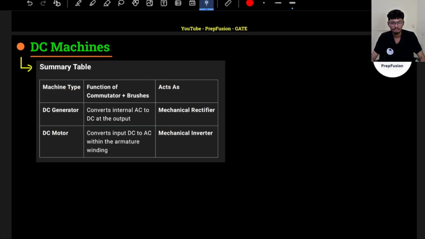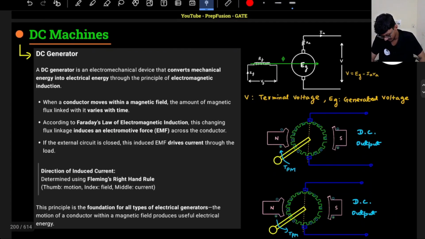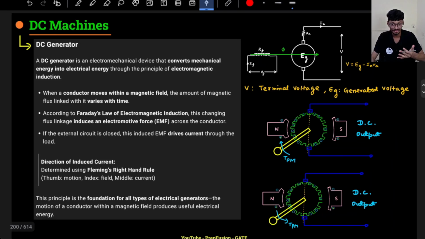Few more things are left in case of the construction part. After that we will start our armature reaction. So this is the next portion. Just summarizing whatever we know: a DC generator is an electromechanical device that converts mechanical energy into electrical energy through the principle of electromagnetic induction.